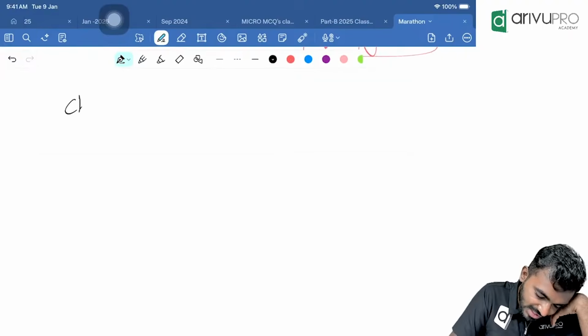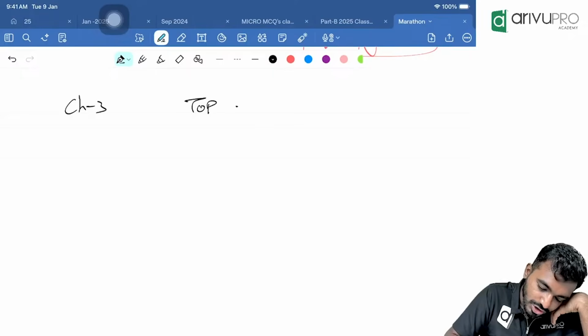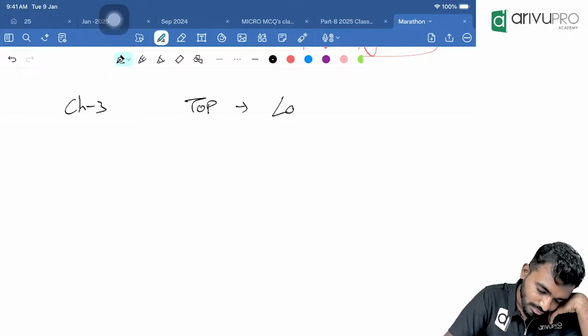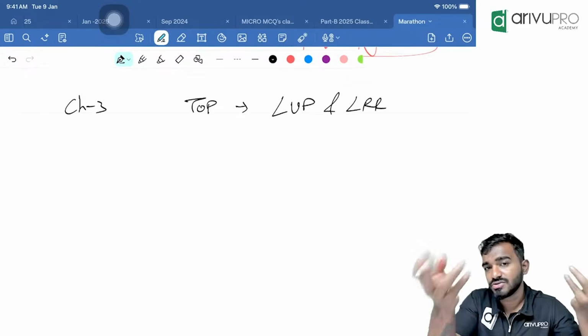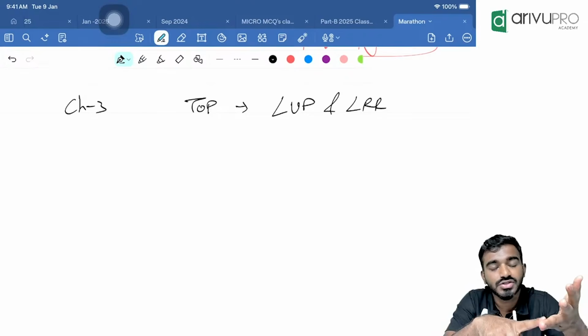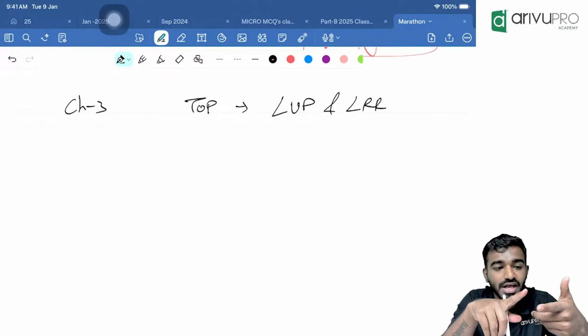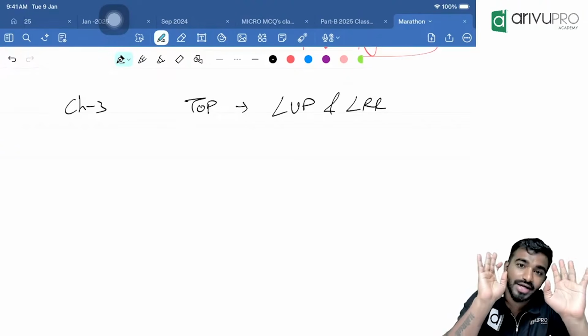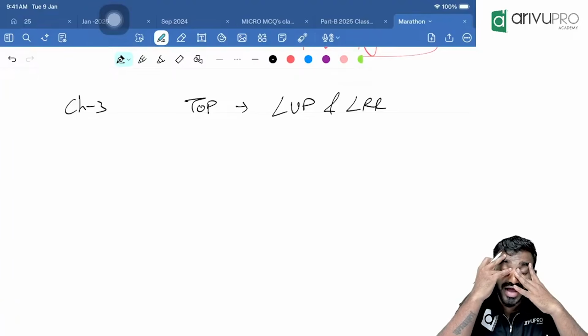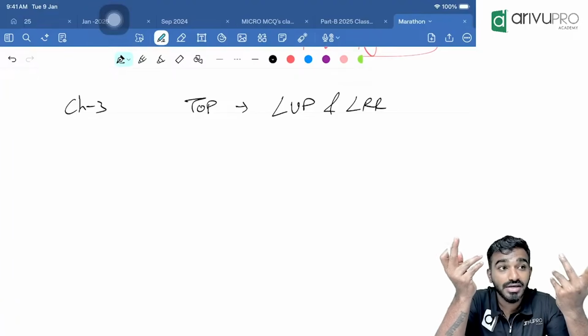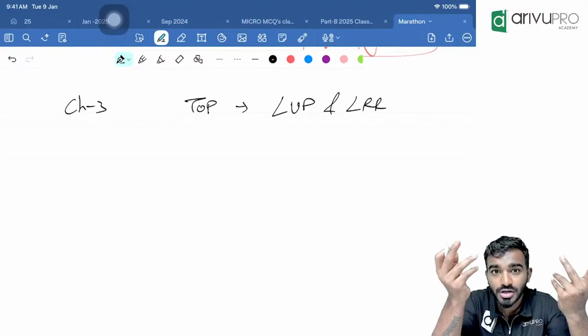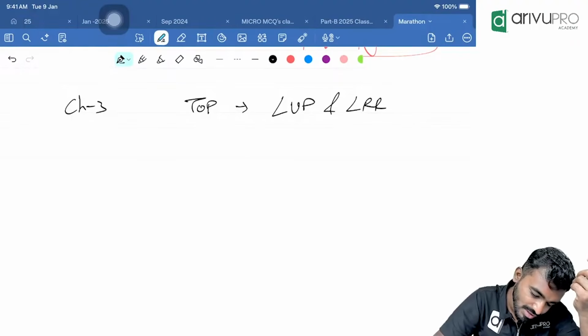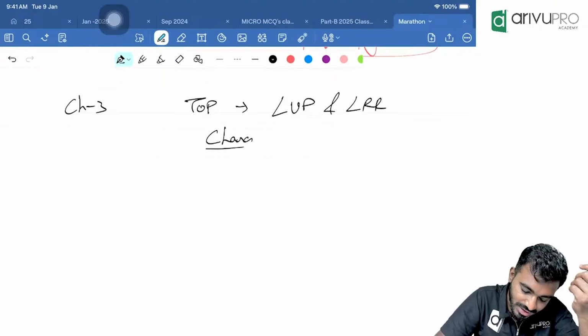Next, when we speak about chapter 3, in theory of production: law of variable proportion, LVP, and law of returns to scale. Entire production function is important there. Law of variable proportion, law of returns to scale, economies of scale, diseconomies of scale, isoquant and isocost. And next comes the characteristic features of factors of production: land, perfectly inelastic, immobile; capital meaning further production, all those characteristic features.